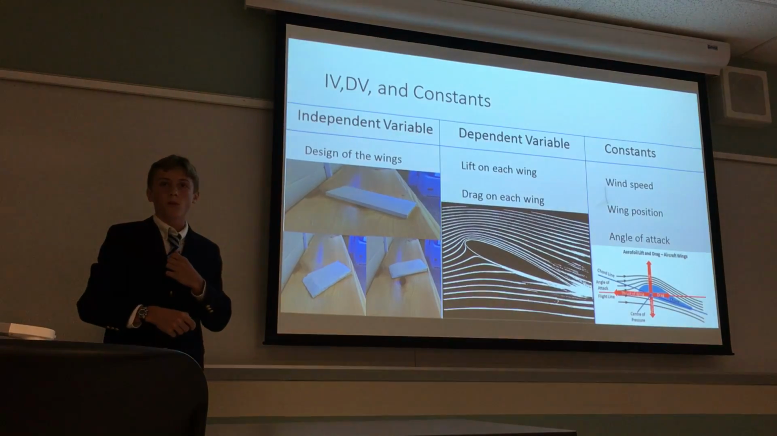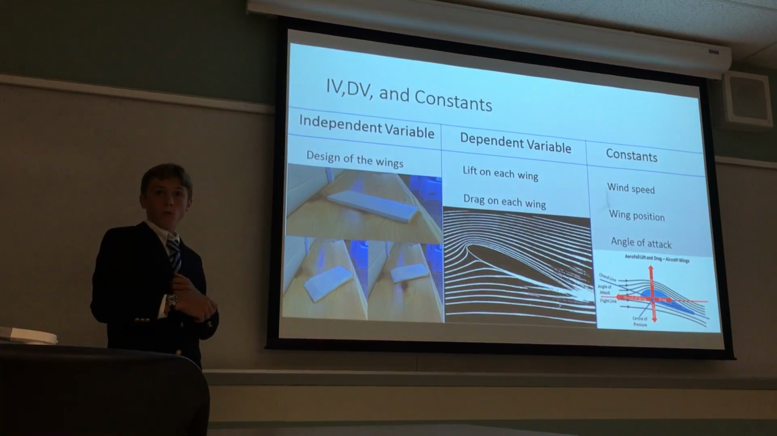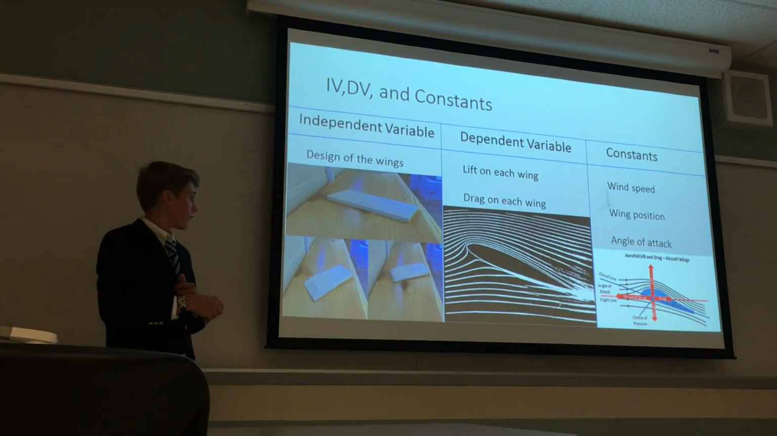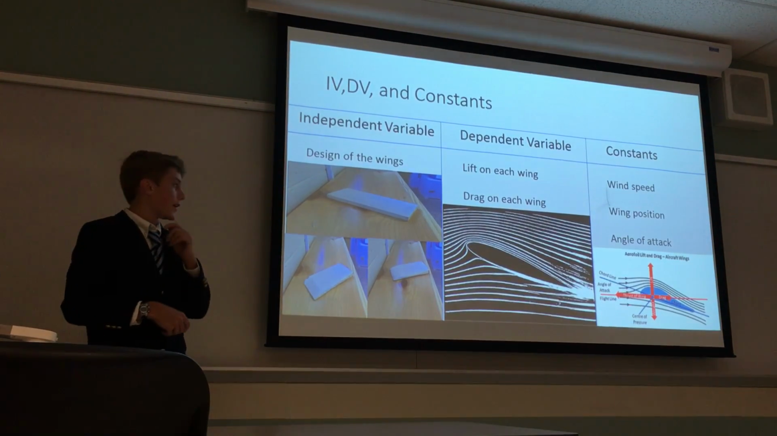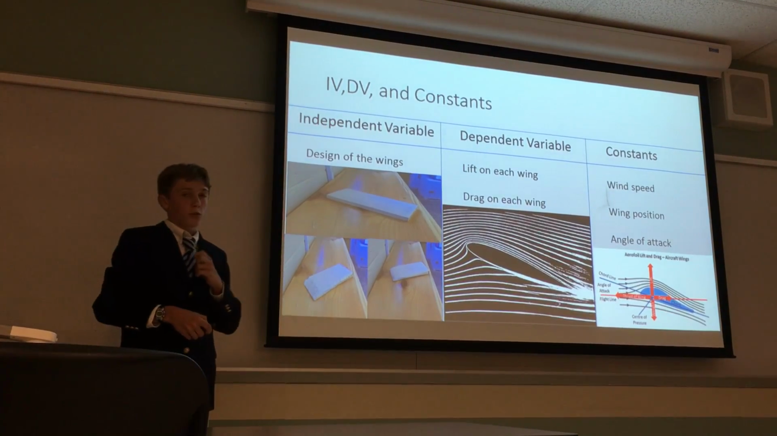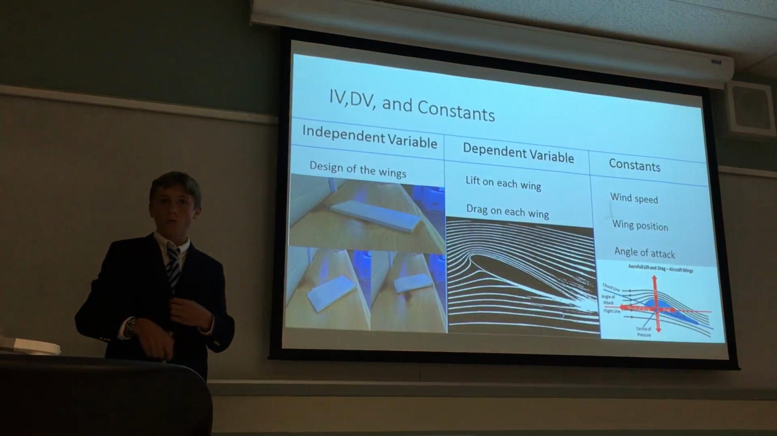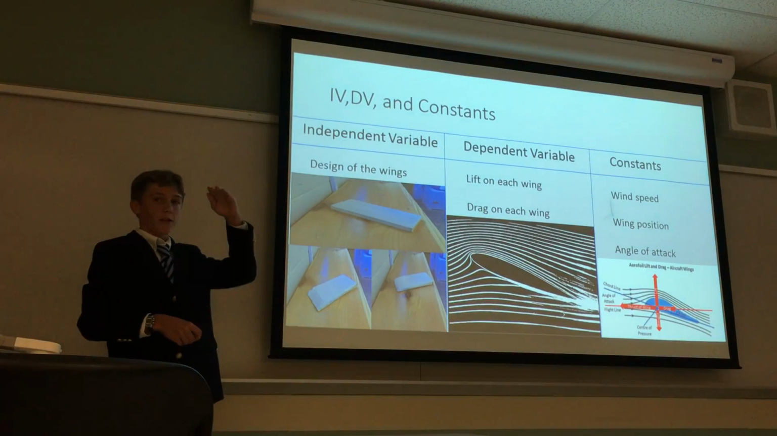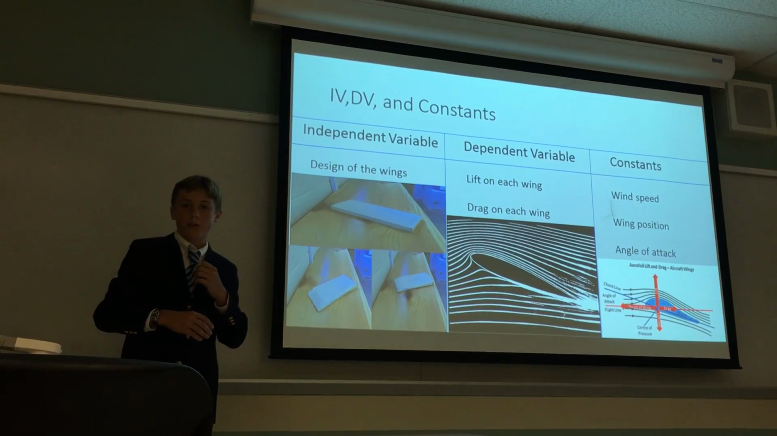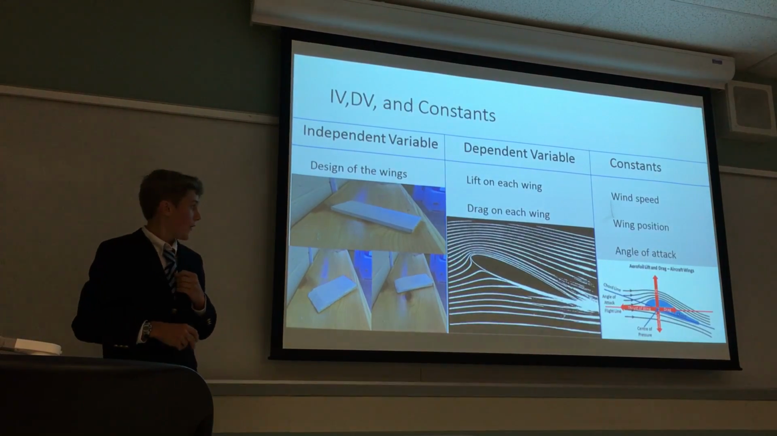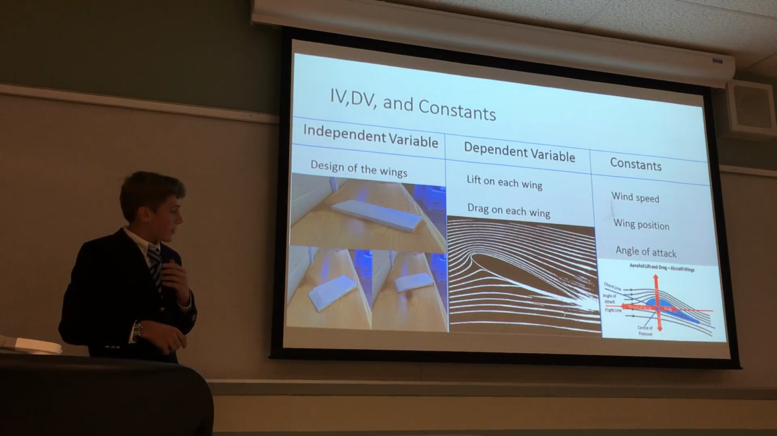The independent variable was the design of the wings. One was block shaped, one was slant shaped, and one was curved. The dependent variable was the lift and drag on each wing, measured in newtons. The constants were the wind speed, which was approximately 10 meters per second, the wing position, which was midway between the top of the box I used and the bottom, and the angle of attack, which was extremely important, or else the drag and lift could be changed. That was one of the things that was not exactly constant in my experiment, one of the things I would have changed.